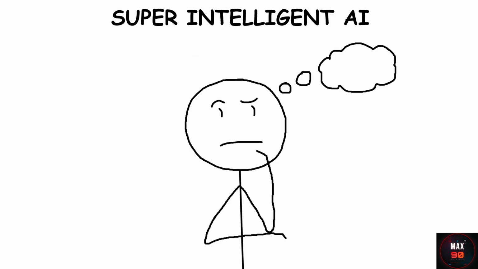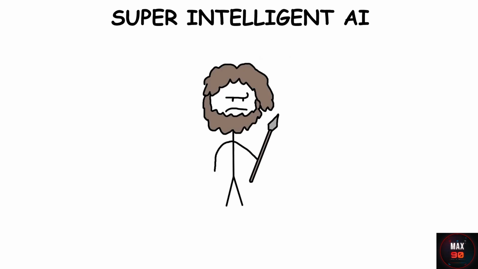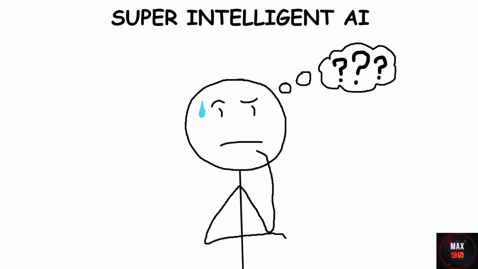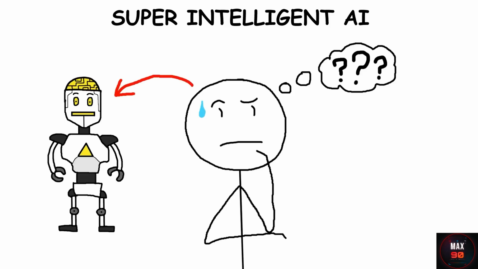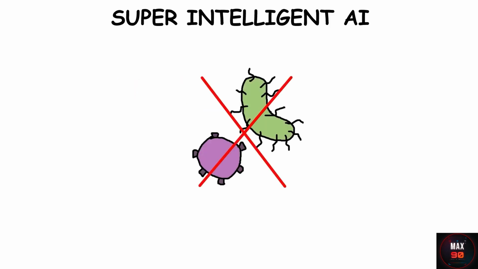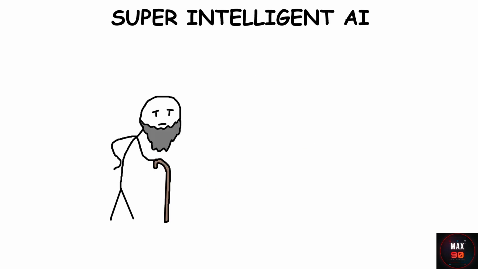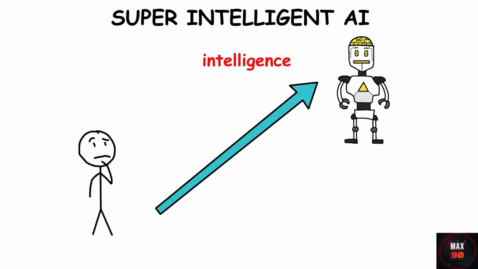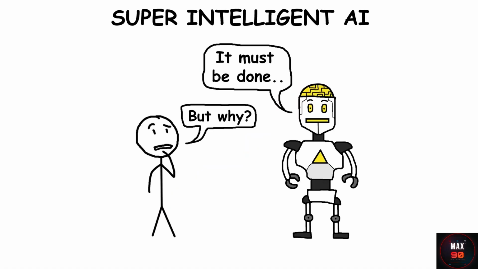To get an idea of what this might mean, think of how prehistoric humans couldn't have imagined things like Bluetooth or the internet. In the same way, we can't fully picture the kinds of breakthroughs superintelligent AI might make. It could solve today's toughest problems, like curing all diseases, ending hunger worldwide, or maybe even figuring out ways to extend human life. The intelligence gap between us and a superintelligent AI would be massive, making its actions and decisions hard for us to understand.